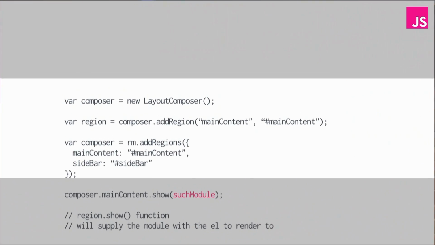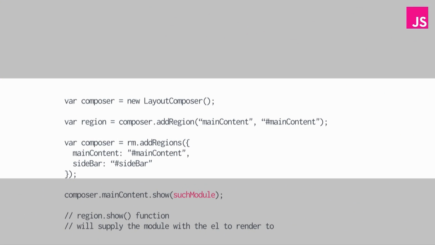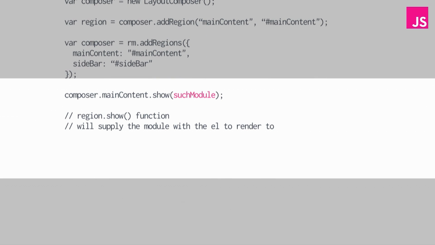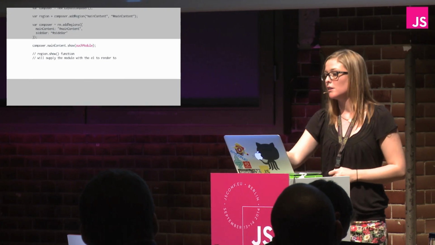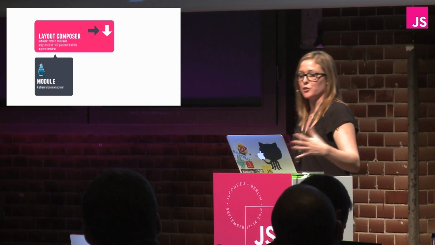So we can take our layout composer, we can still add regions, but what we should be giving it is the module. And then the module has a reference to the element that it is going to be rendering its content within, and then it's free to present whatever views that it would like in that region until the layout composer decides it no longer can. So it's going to look a little bit like this.